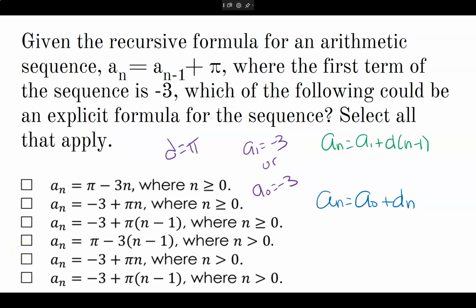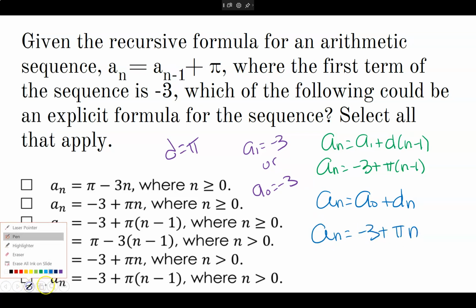Okay, so what were the 2 different equations I could have? What if my negative 3 was representing a sub 1? What does that equation look like? A sub n equals, tell me. Negative 3 plus pi times n minus 1. Good. What if my negative 3 represented an a sub 0? What would that look like? Negative 3 plus pi n. Good.